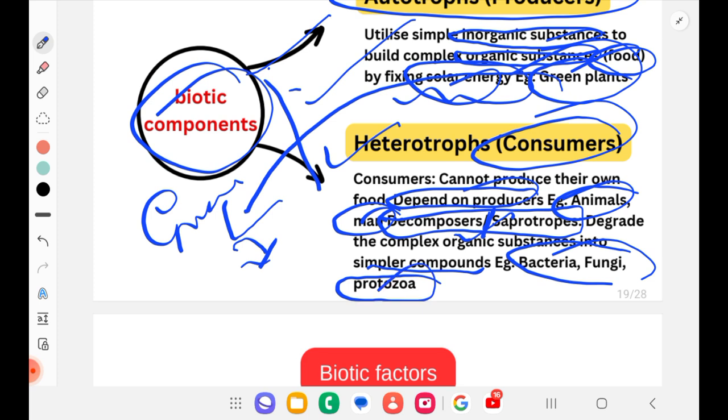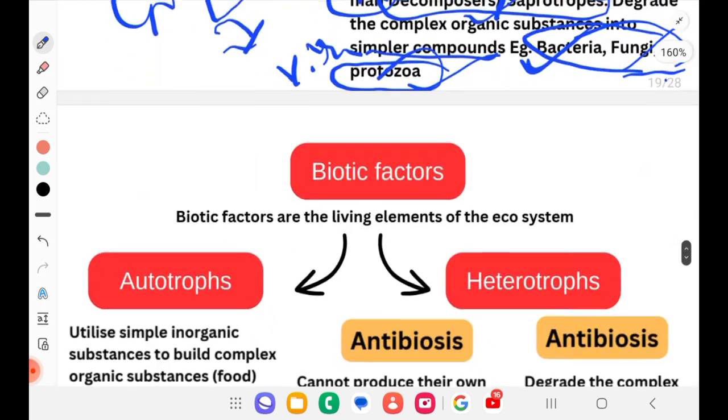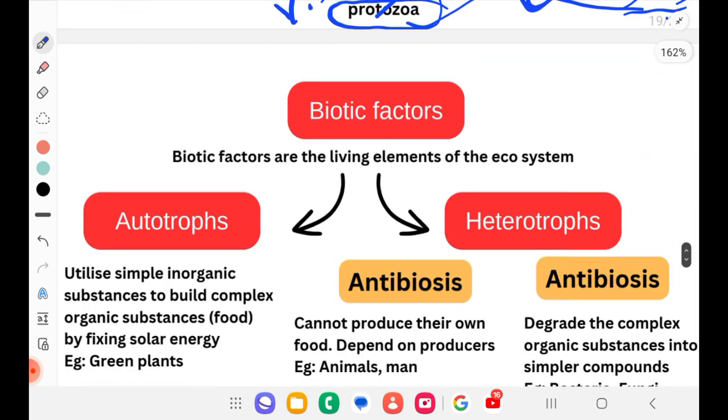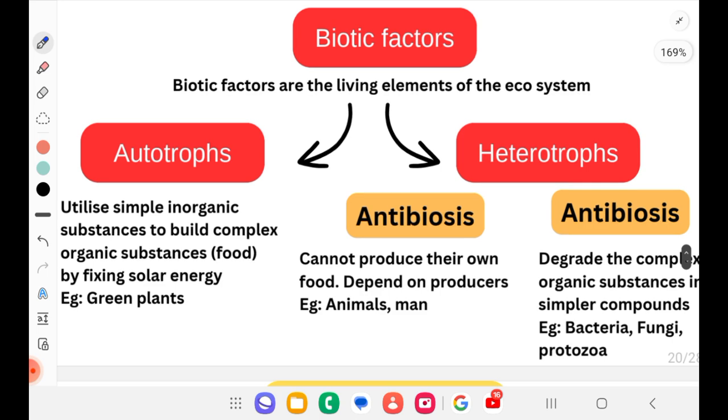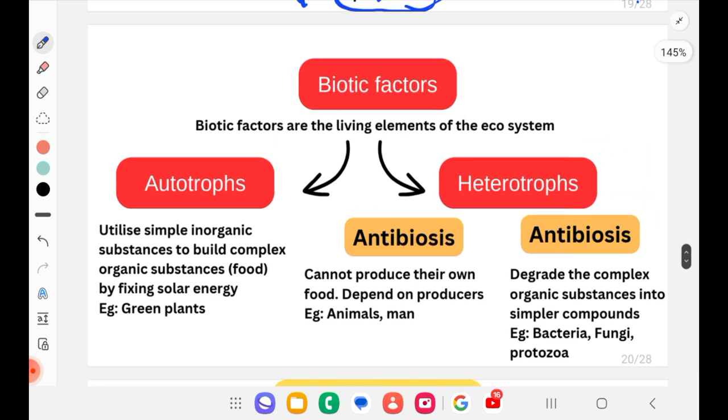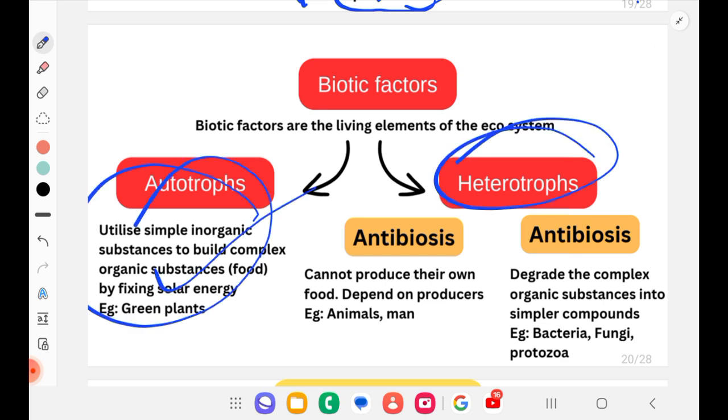You can't say virus, okay? So I am mentioning it here. You also note this because this might be a question. Bacteria, fungi and protozoa are decomposers. If we see in depth, autotrophs, we have already seen, are green plants, and heterotrophs we have seen now are consumers. So this is wrong. So this is saprotrophs.